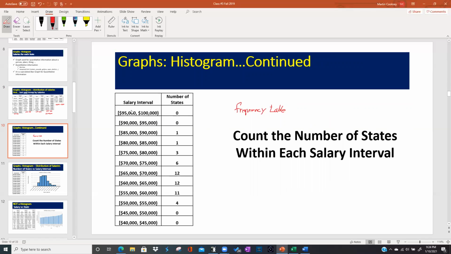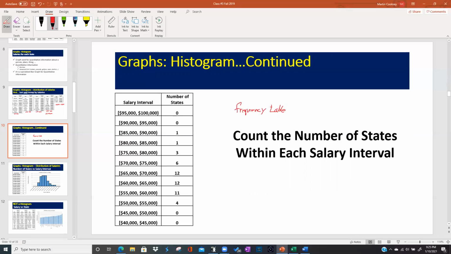Now, you might be noticing what's going on with this grouping symbol here. One has a square bracket and the other one has just a parenthesis. Well, what that means is if I had a salary that was exactly, say, 85,000, I would need to decide which particular interval of these values I would put it in. Would I count it here or would I count it here?